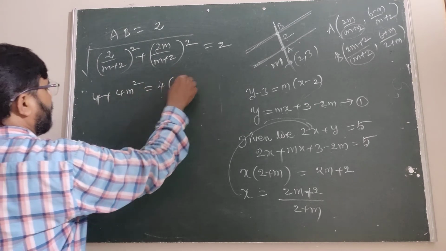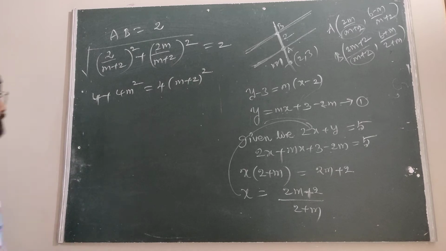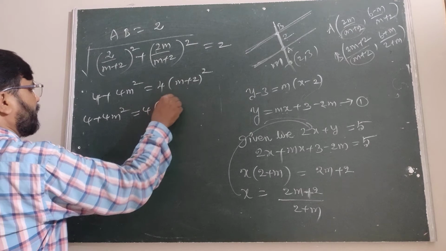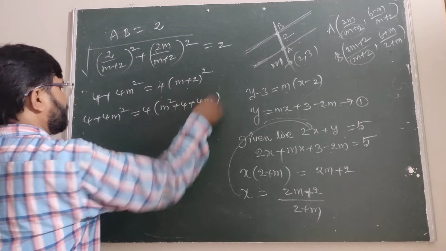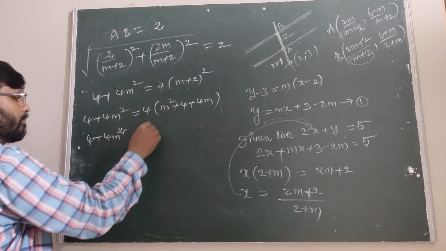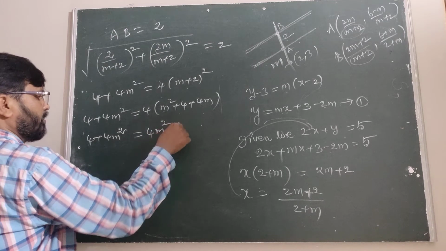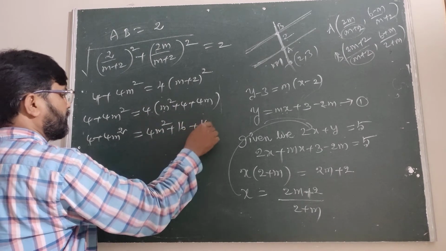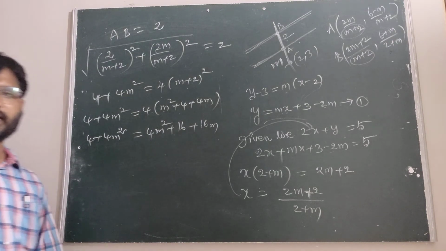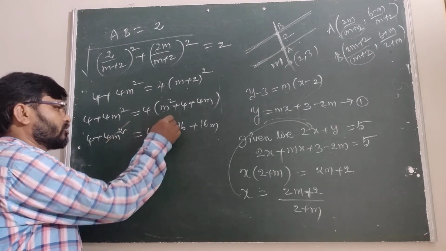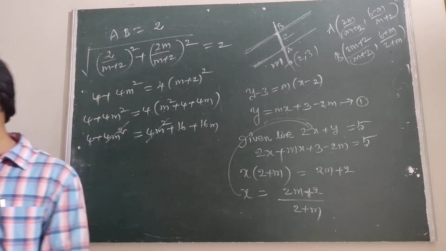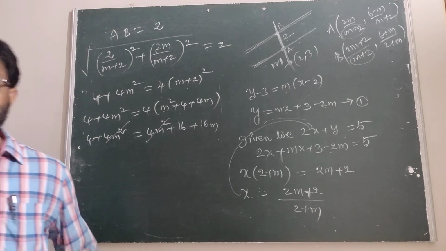4 into (m plus 2) whole square. Now this is 4 plus 4m square, that is 4 into m square plus 4 plus 4m. Now we can write 4 plus 4m square. When multiplied with the 4, this is 4m square plus 4 into 4, 16, and this is 16m. So here we can observe that we got a quadratic equation. When we cancel the square term, in general we get a quadratic equation in m. We have two values, we got two values of m.